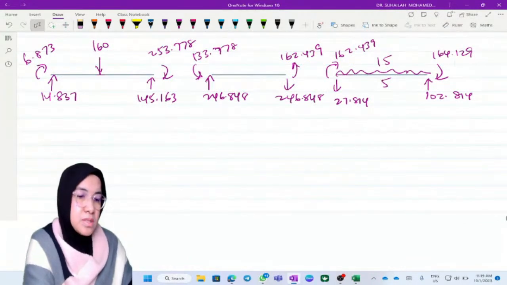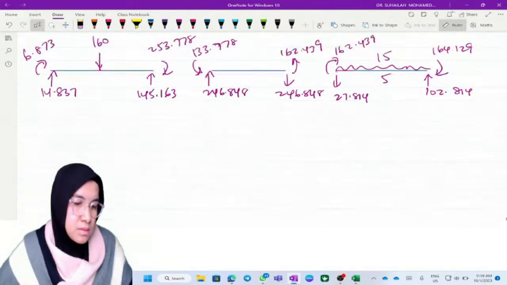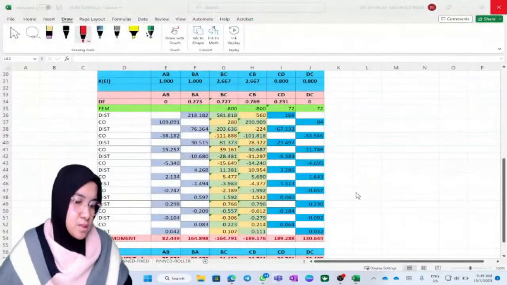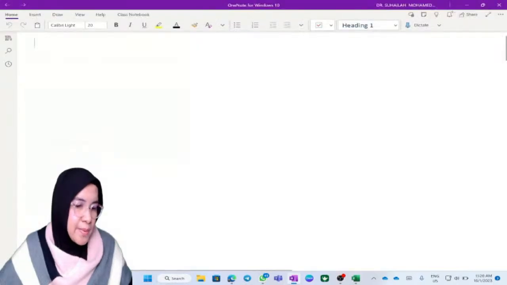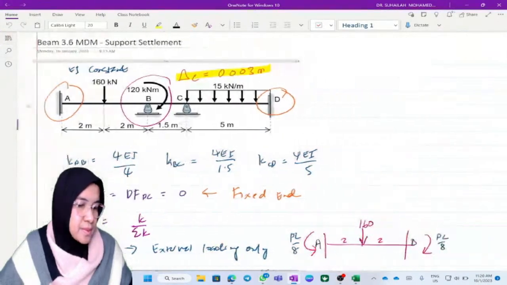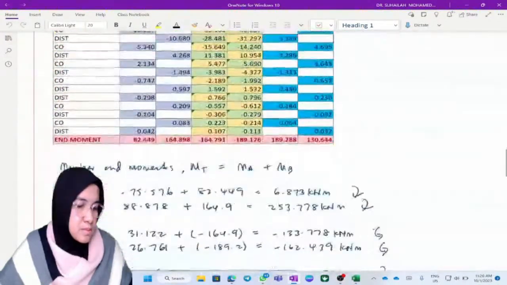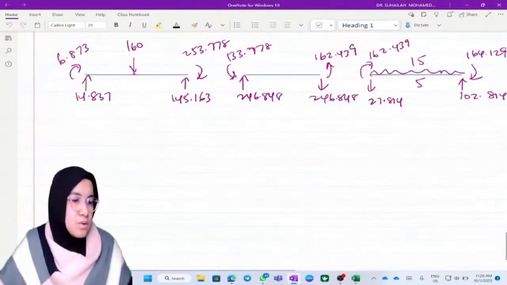Okay, then we can draw the shear force diagram. Okay, now we want to draw the shear force diagram and see whether we get equilibrium for all the values that we have just calculated.